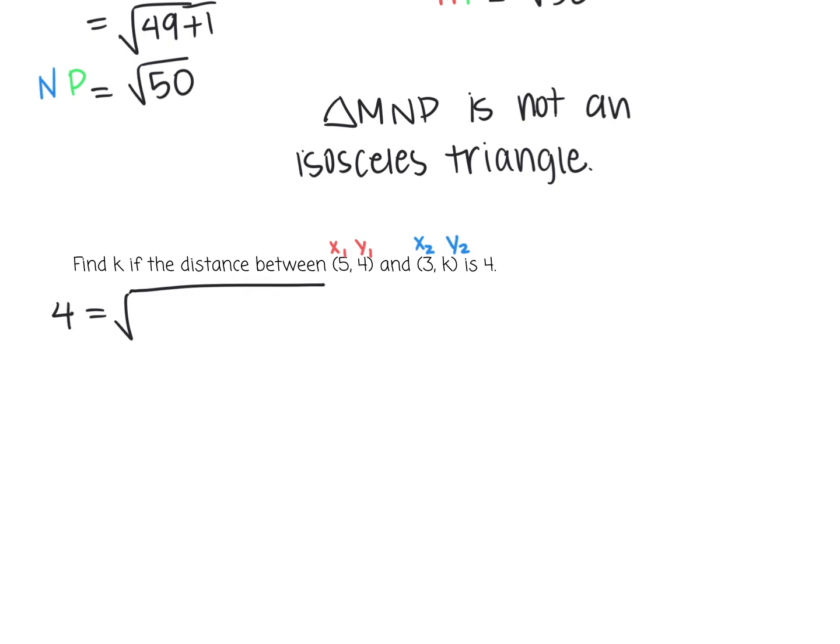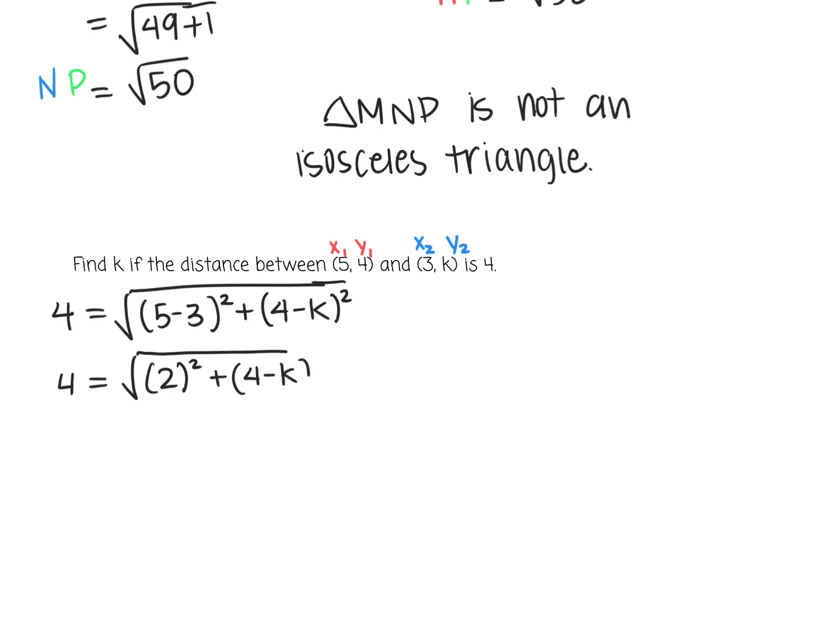So I'm going to have 4 equals the square root of 5 minus 3 squared plus 4 minus k squared. So underneath the square root, I have 5 minus 3, which is 2 squared. I'm going to leave the 4 minus k for right now. So that's going to be 4 minus k squared. And then 2 squared is 4. So we're going to have 4 plus 4 minus k squared.